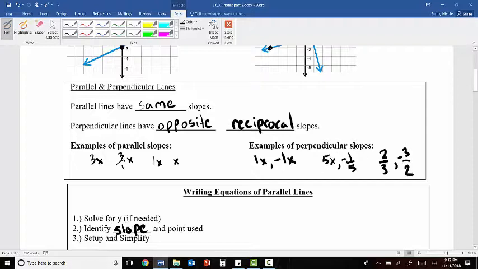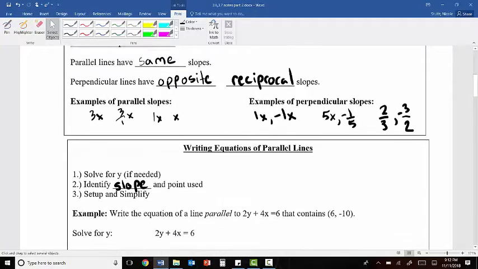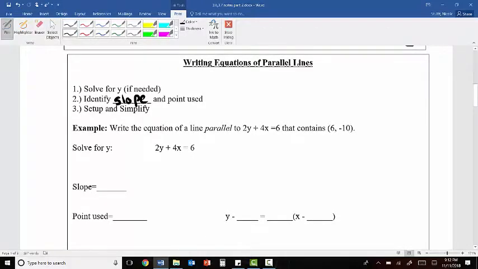We don't want to mess this up. They must be different signs, and they must be flipped from each other. So it's either both parts or nothing. So we're just going to do a parallel line example. So you always need to solve for y, okay, in case it's not already done. And then it's really good for you to write down what your slope is and what point you're using for your new line. And then you set up your formula down here and you simplify.